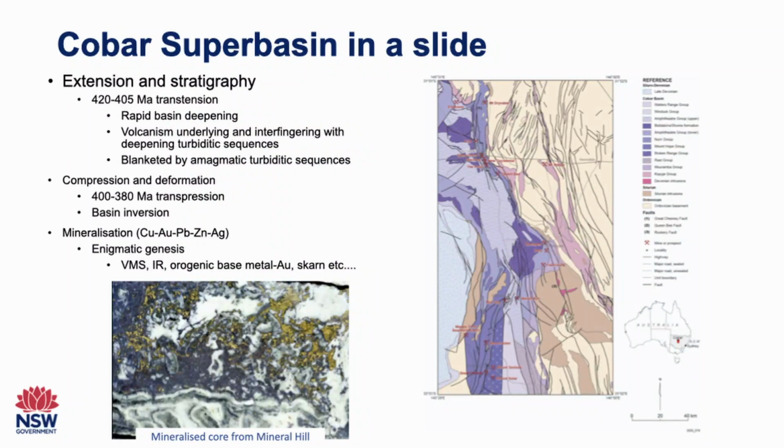The basin was inverted between 400 and 380 million years, and there's mineralisation throughout the basin, polymetallic, and it's always been an enigmatic genesis. A lot of people believe in VMS, a lot of people believe in orogenic base metals. Recently we've come up with some skarns, and really it's probably a mix of all of them, as you'll see as we go through.